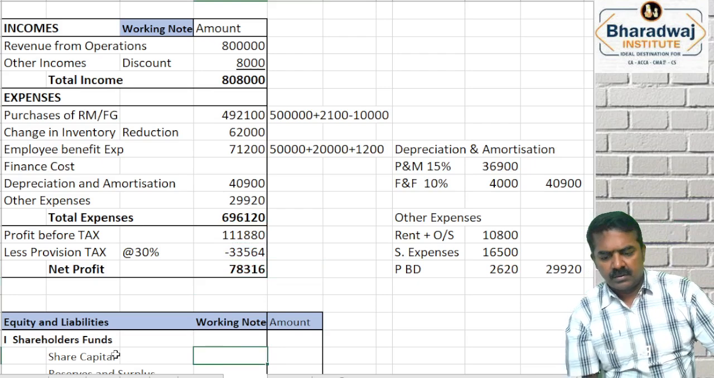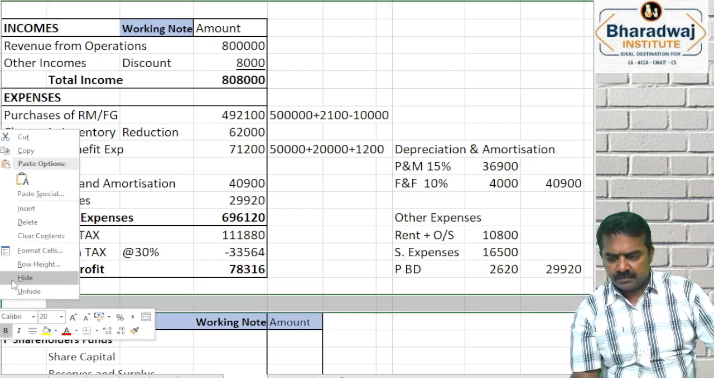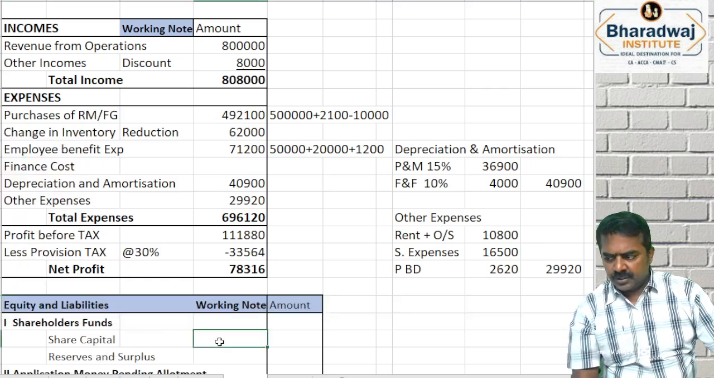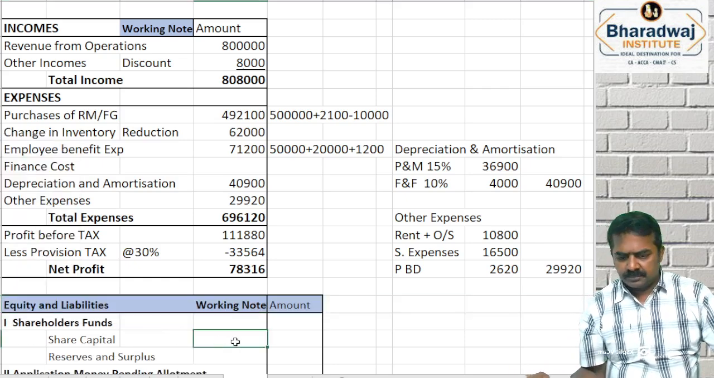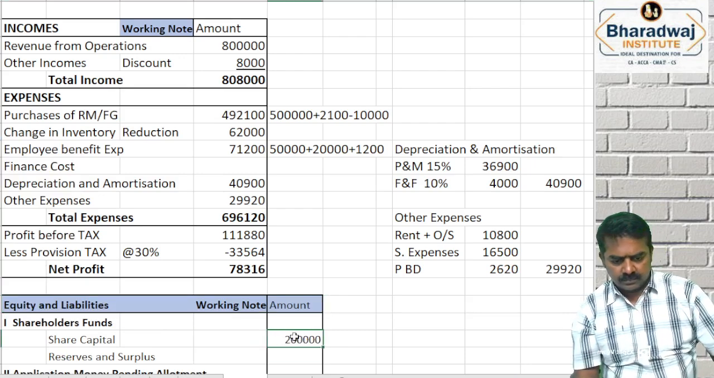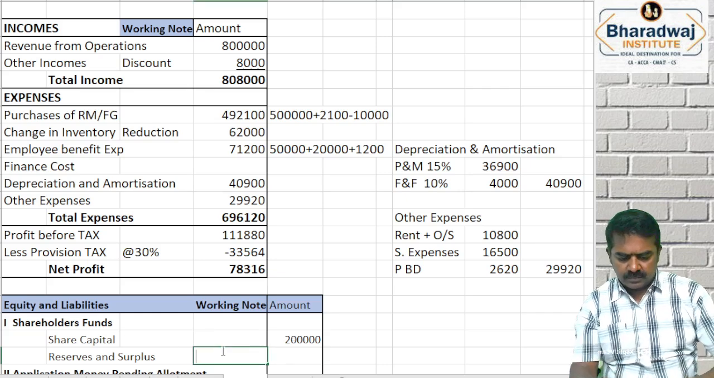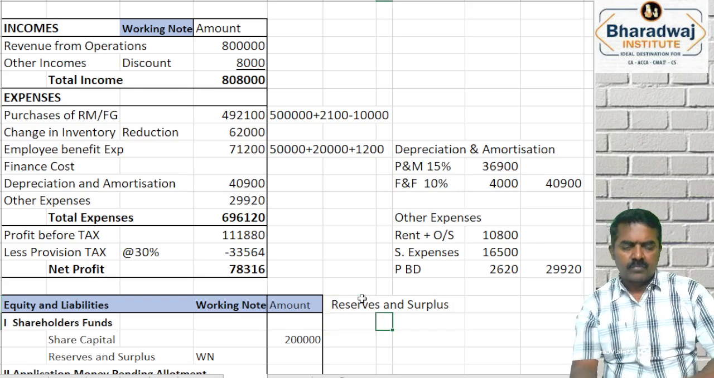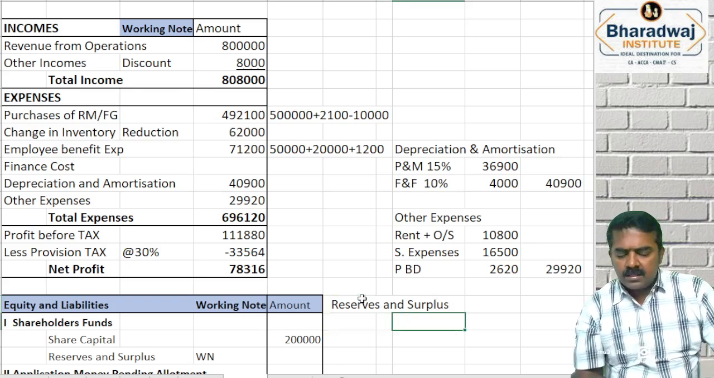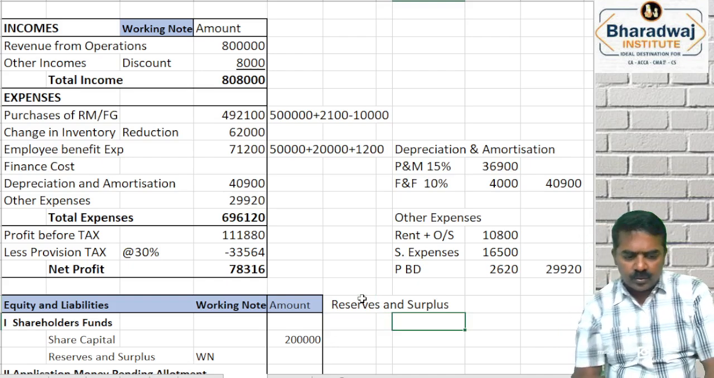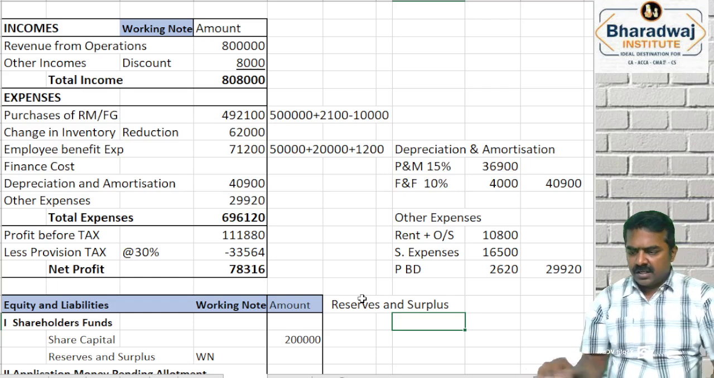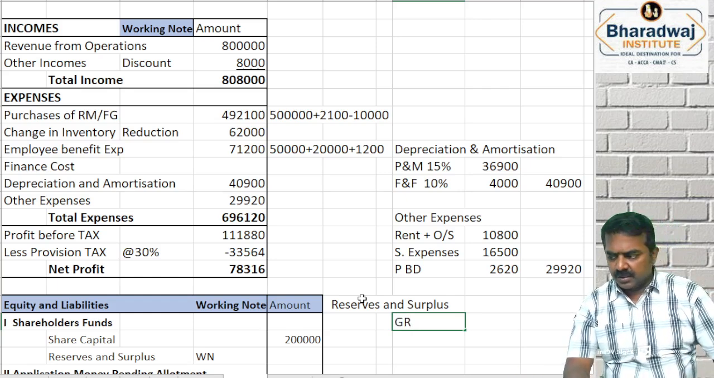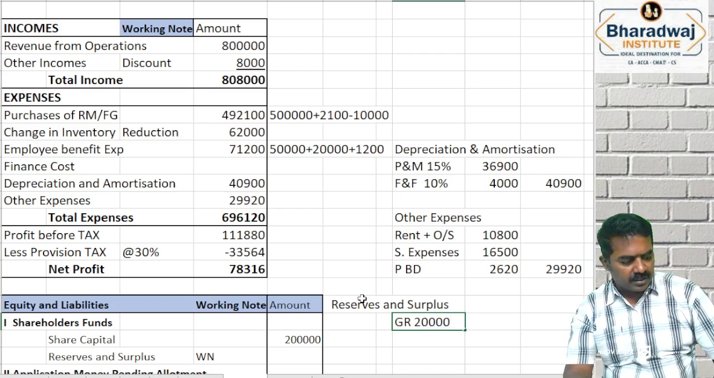Then try to prepare the balance sheet. Share capital, the paid up capital will come. Reserves and surplus, with working. Already general reserve is there, plus 10,000 we have to add. Already 20 is given in the trial balance, plus current year transfer 10,000. Total 30,000.